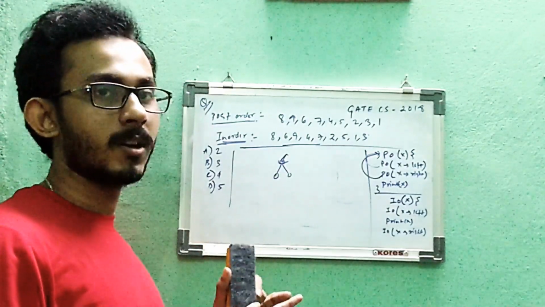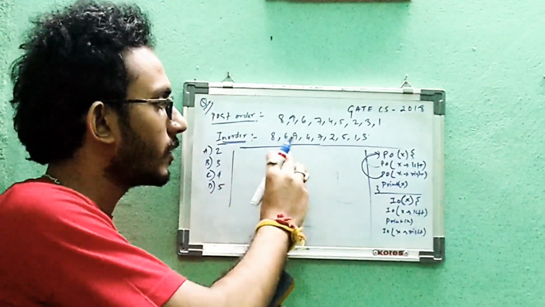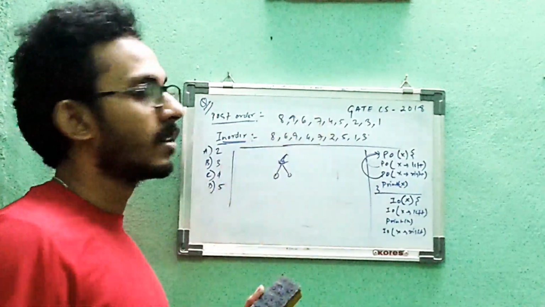Isn't it? Is it clear or not? If it is not clear, you can rewind the video and see the example that I have solved using 3 nodes, and then you can check it further.